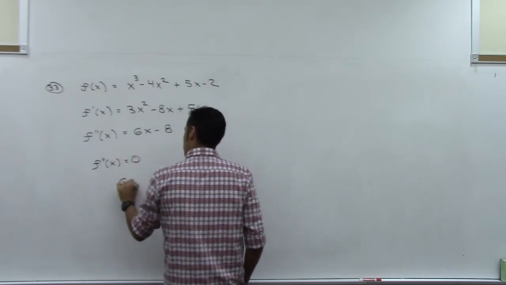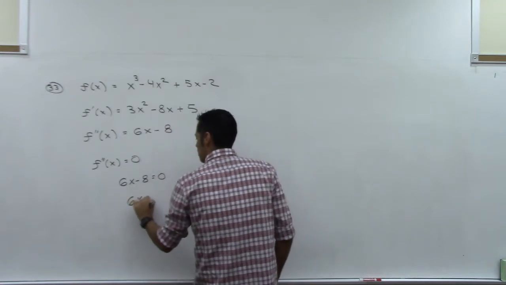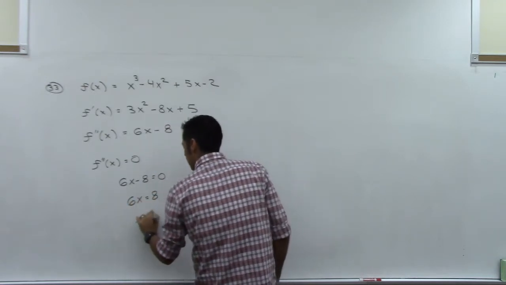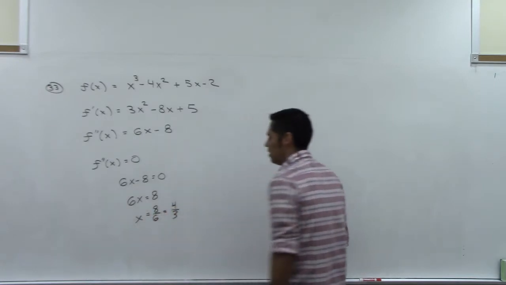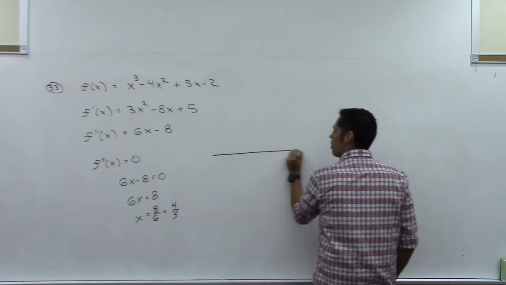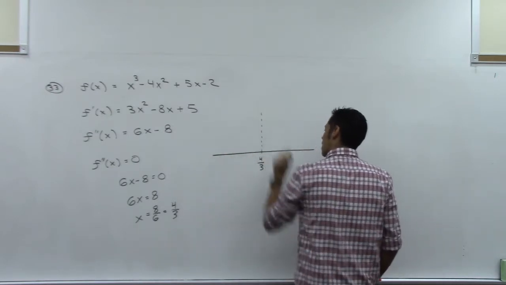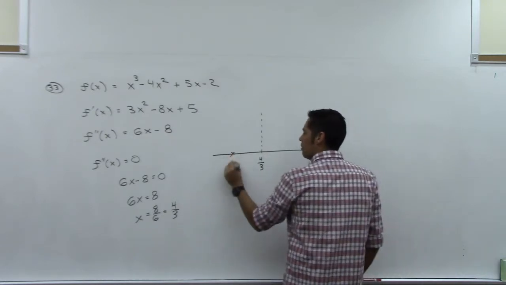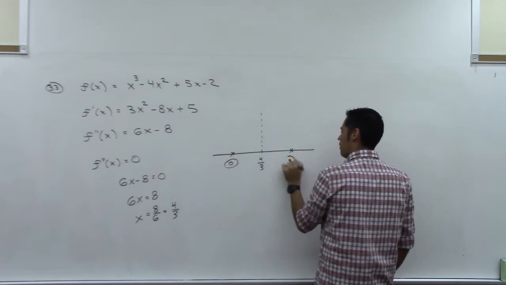So I'm setting 6x minus 8 equal to 0. I can move the 8 to the other side, and I can divide by 6. So I get 4/3 is the point at which my second derivative is 0. So I go to a number line, go to 4/3, and pick some test points. I'm going to pick 0, and how about 3?